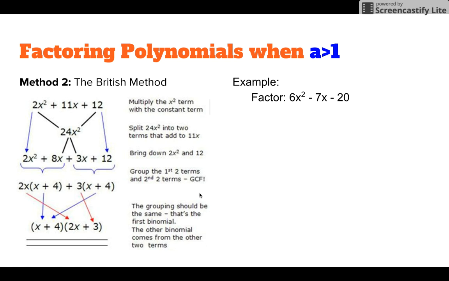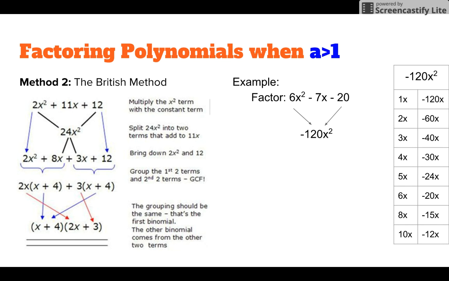Factor 6x squared minus 7x minus 20. Well, we'll start by multiplying our x squared value with our constant value, and we'll end up with negative 120x squared. Now we've got to find the factors of negative 120x squared. Negative 120 is a big number to find the factors of. I've already done this for you in a table, but we'll look later in a different video about how to use Desmos to help us find those table values easier.